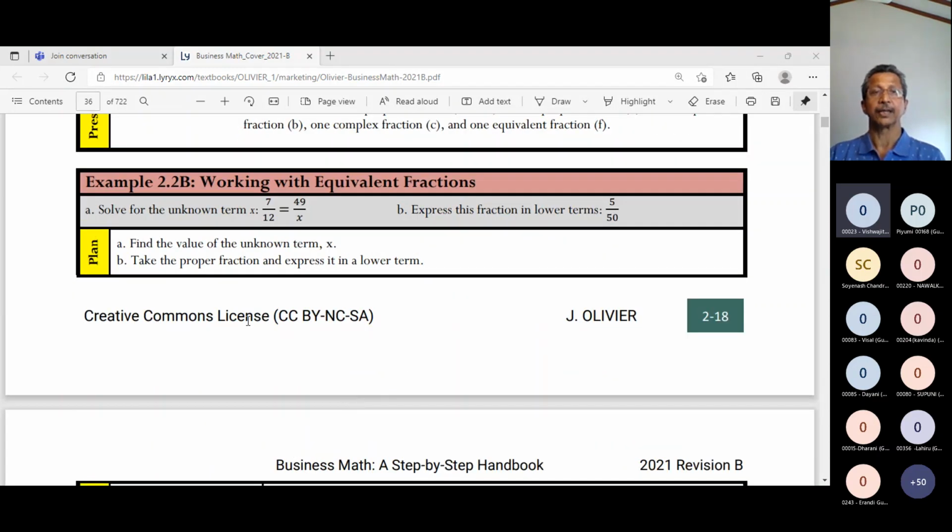There are two examples here. 7 divided by 12 is equal to 49 divided by x. Right? Solve the unknown term. Find the unknown term.